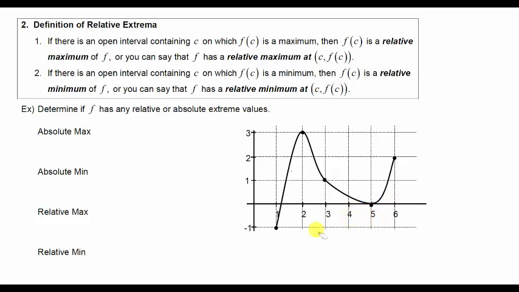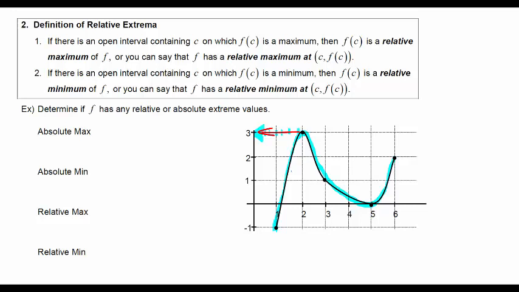Determine if f has any relative or absolute extreme values. Okay, so now we have to come up with the absolute max. Absolute max has to be the highest function value in the entire graph, or given interval. But when they don't give an interval and you have a graph there, then you have to look at the whole graph, from here to there and up to there. What is the highest function value? Yes, the highest mark is 3. So that's going to be the absolute maximum.